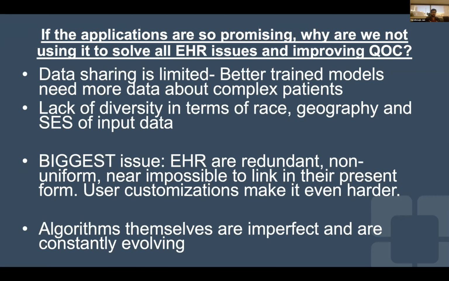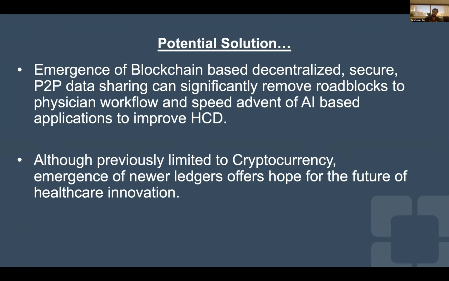And then the algorithms themselves are imperfect because they're developed by humans, and so we're constantly improving them all the time. So I think a really good answer to the solution, and something else that I would like to talk about, is blockchain technology. And I'm really excited to talk about this because I certainly think that this is going to be the future of healthcare. And blockchain will be instrumental in helping AI really, really flourish.